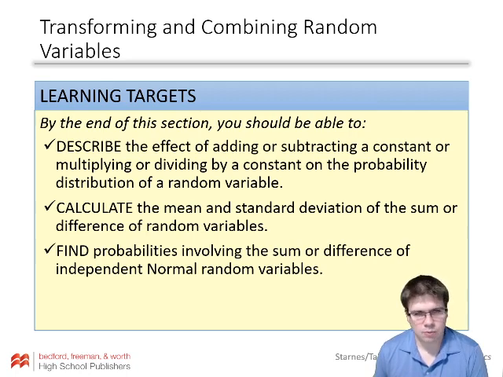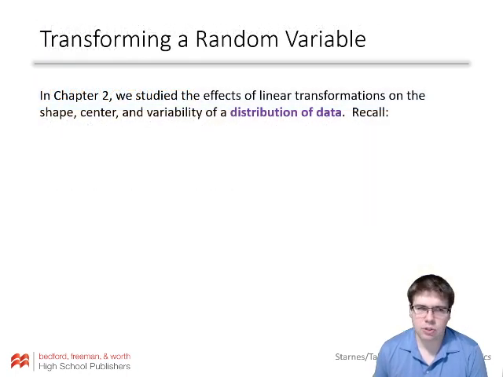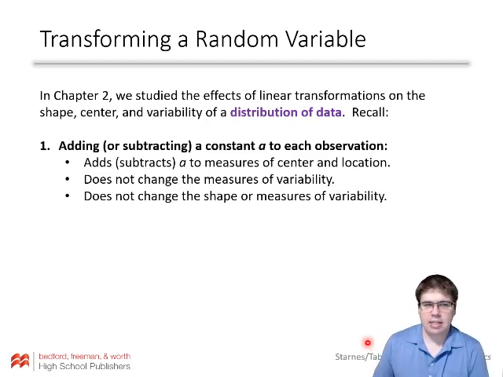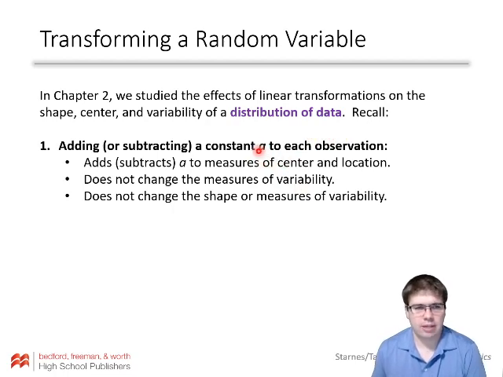This is going to relate back to what we did back in chapter 2. We studied the effects of linear transformation on the shape, center, and variability of distributions of data. Recall that back then we had these rules: adding or subtracting some constant a to each observation adds or subtracts that constant to the measures of center, but it doesn't change the measures of variability. It just does a shift. It doesn't change the spread at all, and it does not change the shape.